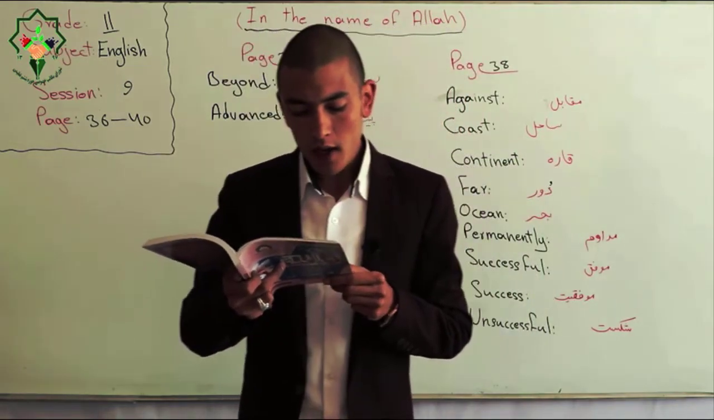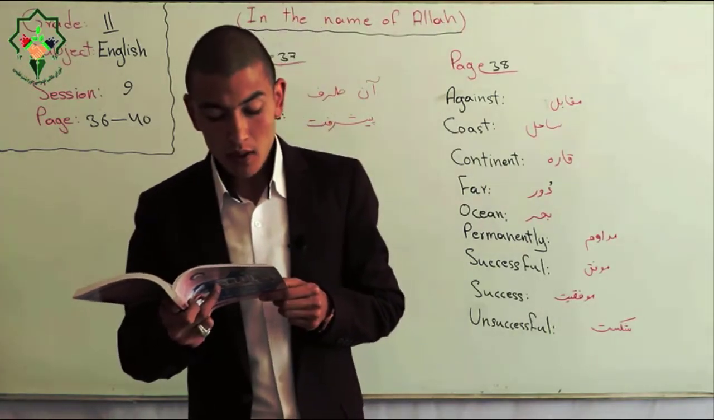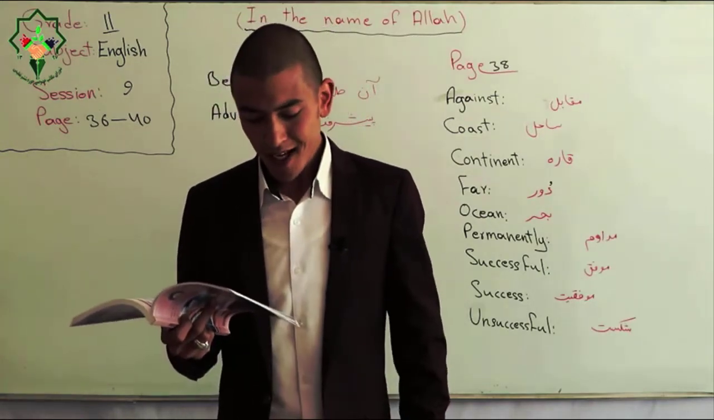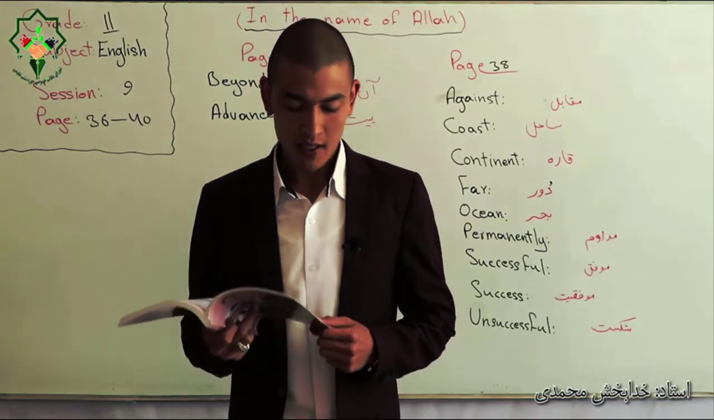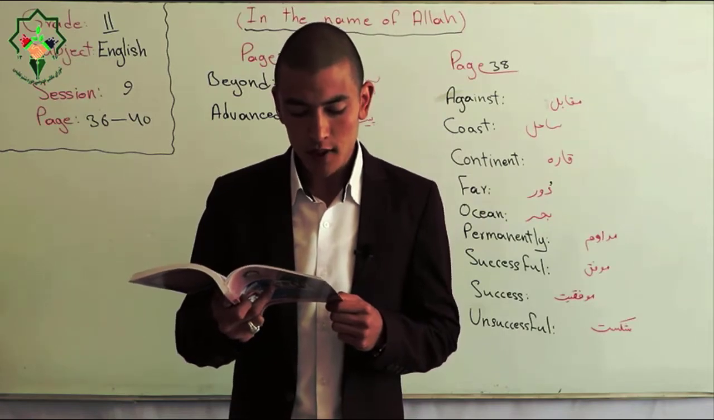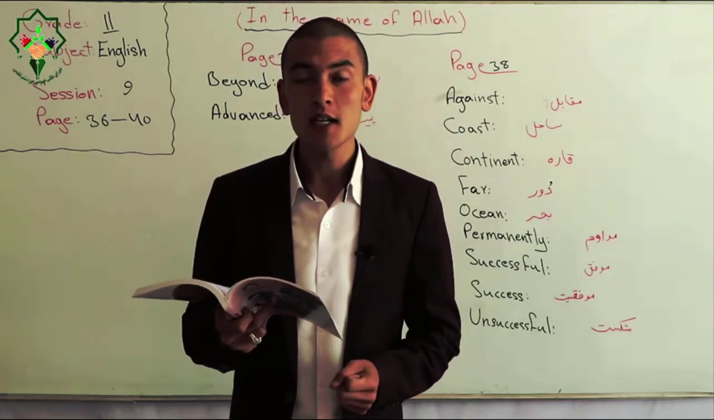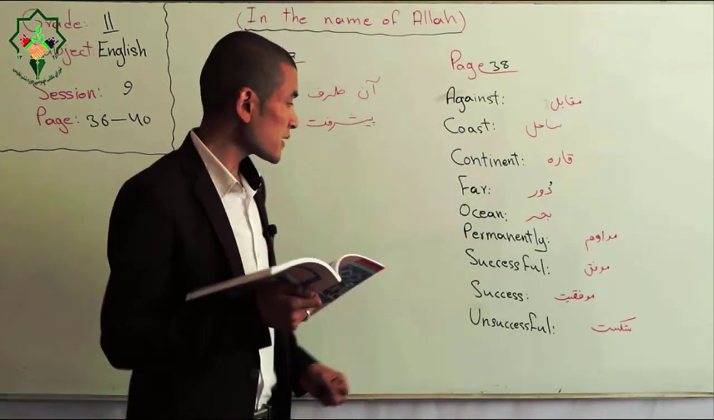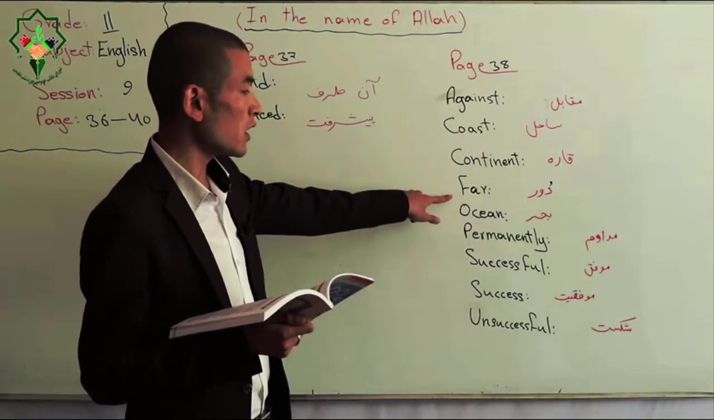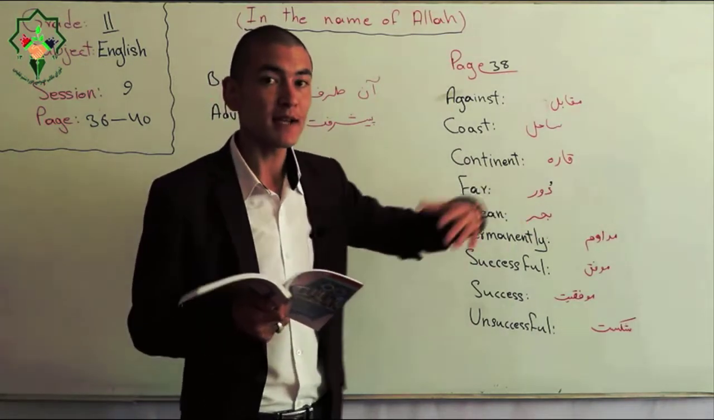So, part A. How far is it from this town to that town? It is a long way. No, it isn't. It isn't far. Note the comparative and superlative forms of far are further and furthest. Further and furthest. So the next word is ocean. Ocean, it means bahr. And far, it means dur, not daur. Dur. It means a big distance.